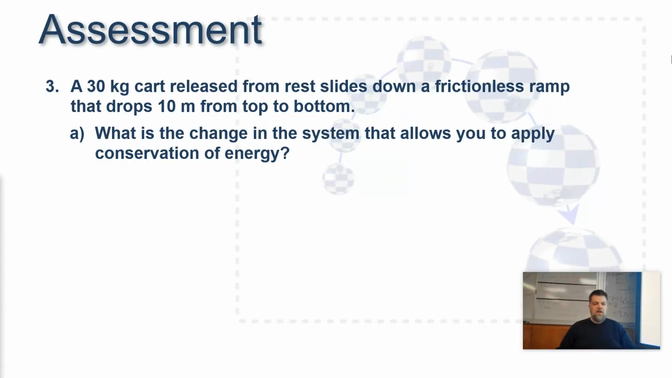Okay, it says a 30 kilogram cart is released from rest. Oh, this is a good one. So we've got to start with the 30 kilogram cart, right? That's a mass, m equals 30 kilograms. Now it says it's released from rest. What does that mean when we say from rest?